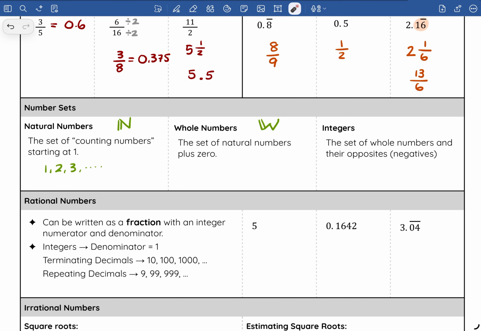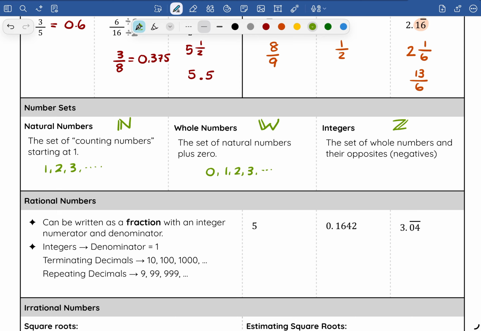And the set of whole numbers is the set of natural numbers, so everything we had over here, plus 0. So instead of just 1, 2, 3, it'll be 0, 1, 2, 3. And then we get our integers, and we wish it was a fancy I for integers. That would be really nice, but it's not. What is the letter that represents integers? It's a Z, but make it fancy.